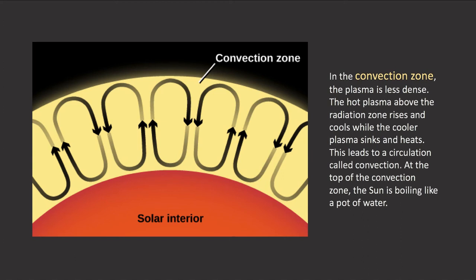So you probably are familiar with the idea that hot air rises and cool air sinks. Well, hot plasma rises and cool plasma sinks. And that process is called convection. And so in this layer of the sun, you have a lot of convection of the plasma. And at the top of that convection zone, the surface of the sun is boiling. It's a boiling plasma. The hot is coming up and bubbling, and the cool is sinking back down.